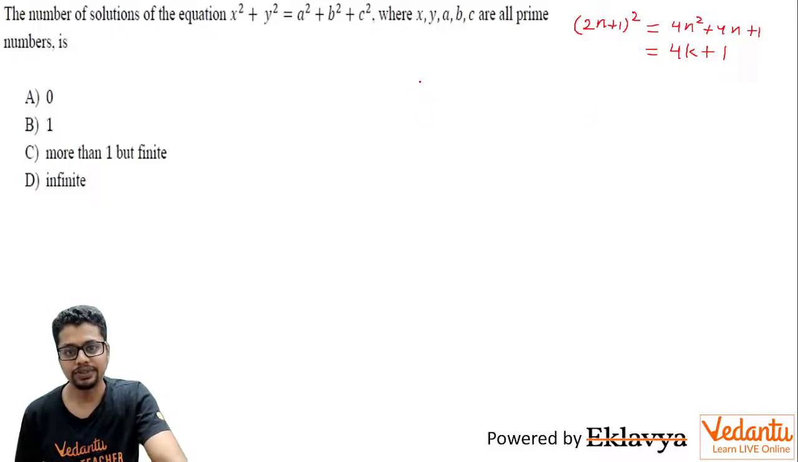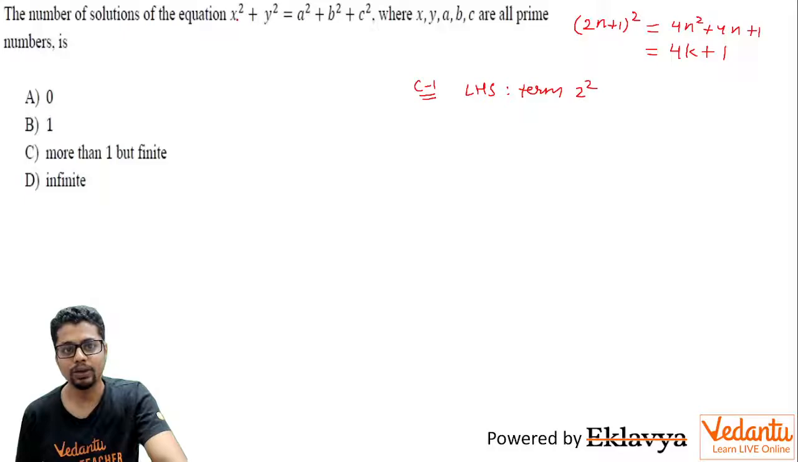Now let's first consider the case where only the left hand side has the term 2 square and the right hand side has all the terms being odd. That means a, b, c are all odd. That also means a square, b square and c square are odd. So in this case only on the left hand side I am allowing any of the terms to be 2 square, that means x or y, any of them can be 2.